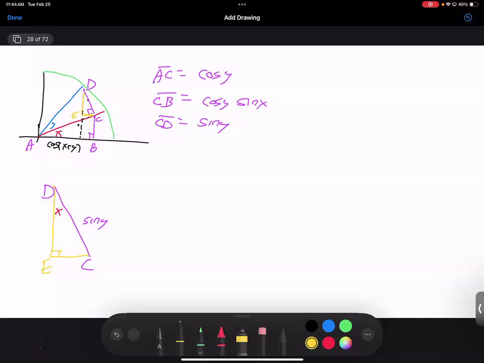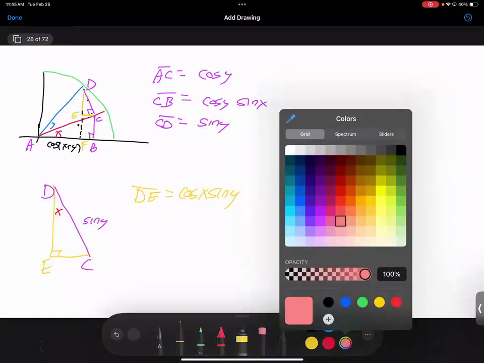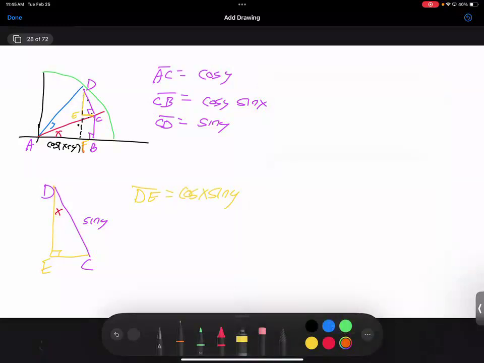So now that we know that, what can you tell me about the length DE? We know we have the angle X over here. We know the hypotenuse is sine of Y. So what is DE? Yes, but I'm going to write it as cosine X sine Y. And so now I need more letters. Let's call this F over here. I haven't used orange yet. Here's orange. So we'll call this F over here.